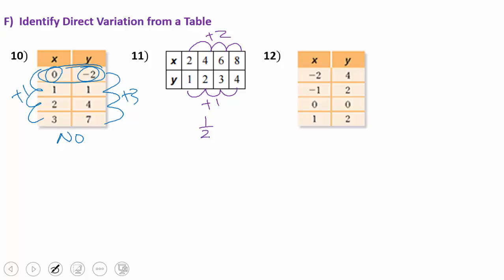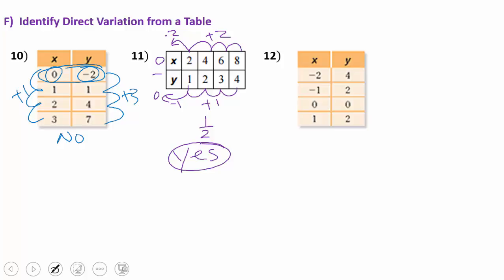And we got to know, does it go through the origin? Well, the easiest way to figure that out is to say, hey, if I go back by 2, do I get 0? And if I go back by 1, do I get 0? And the answer to that is yes. So this is a table that shows direct variation. It has a constant of proportionality, and it goes through the origin.